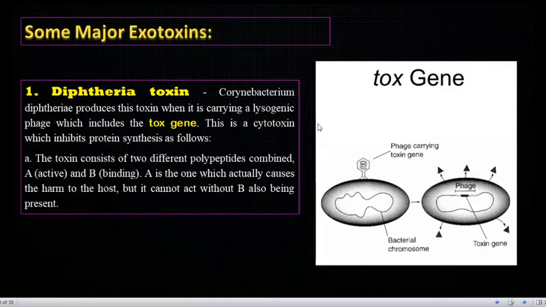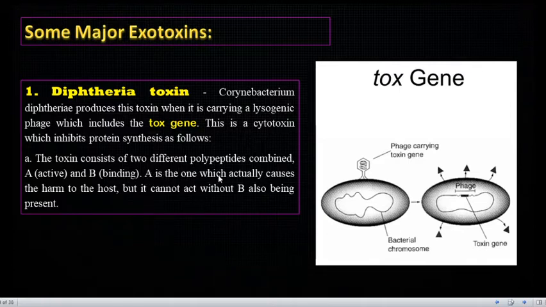So, meaning it affects what? Several or a variety of cells of the body, and it will inhibit your protein synthesis as follows. So, ito yung first step niya. Okay, ito pala example of your phage, class. It will inject the toxin gene or the tox gene in your Corynebacterium, causing the Corynebacterium to release the diphtheria toxin. So, how? Your diphtheria toxin consists of two different polypeptides combined. So, A and B rin siya. The A is the active enzyme and the B is the binding component.